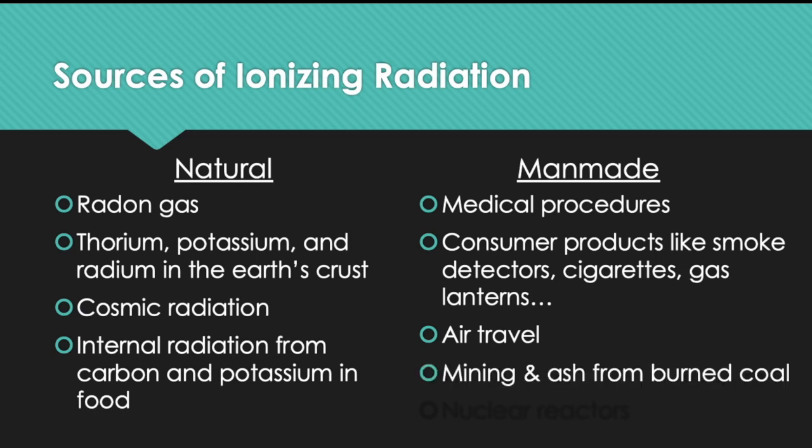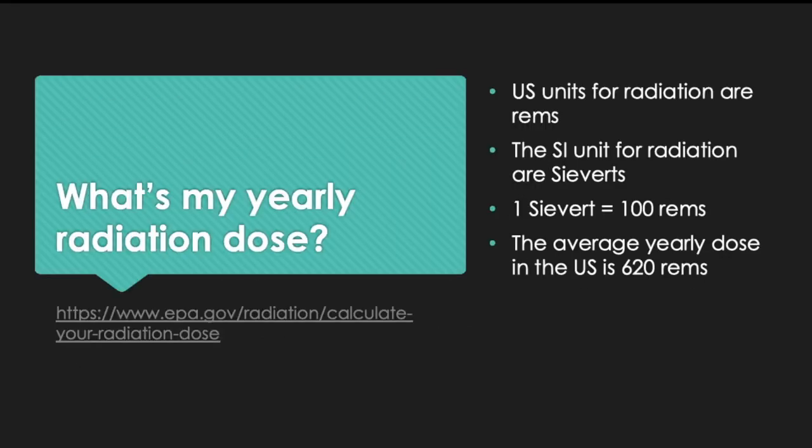Mining and ash burned from coal also produce radiation. And lastly, nuclear reactors and the facilities involved with creating fuel for them also release a small amount of radiation. Now let's get a better picture of what a yearly radiation dose really looks like.